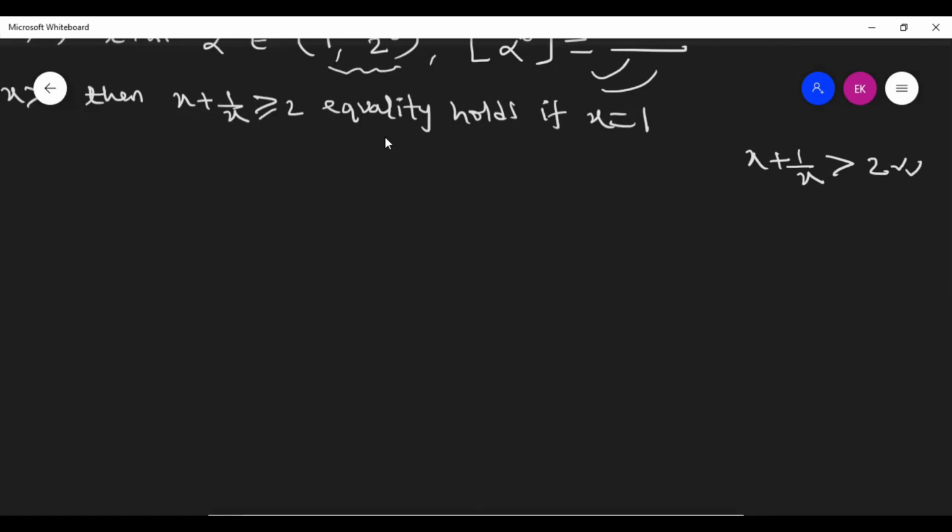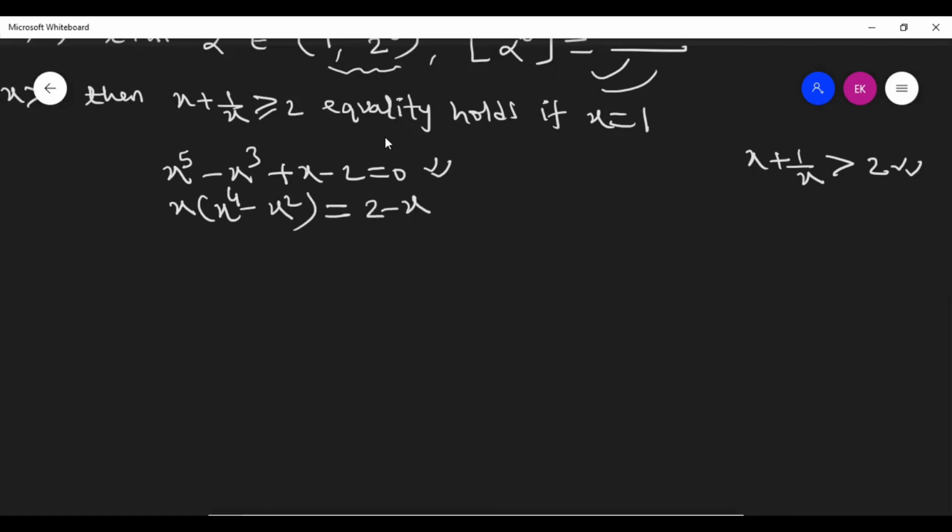Okay, fine. See, we have x to the power 5 minus x cube plus x minus 2 equals 0. This is our original equation. Here we can write x times (x to the power 4 minus x square) is equal to 2 minus x. Assume it as equation 1.